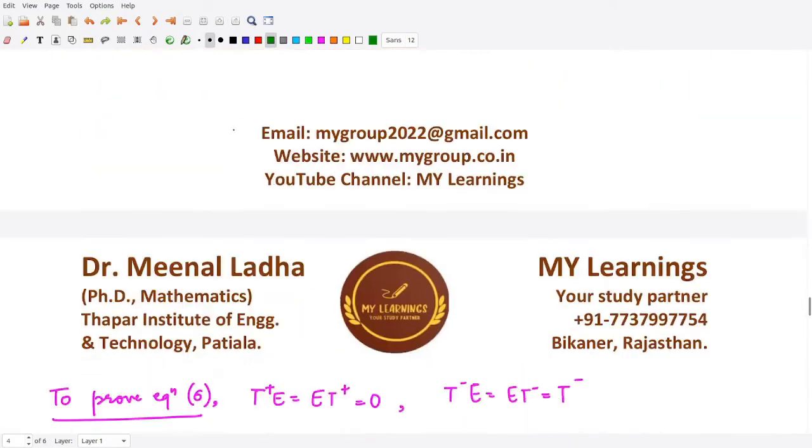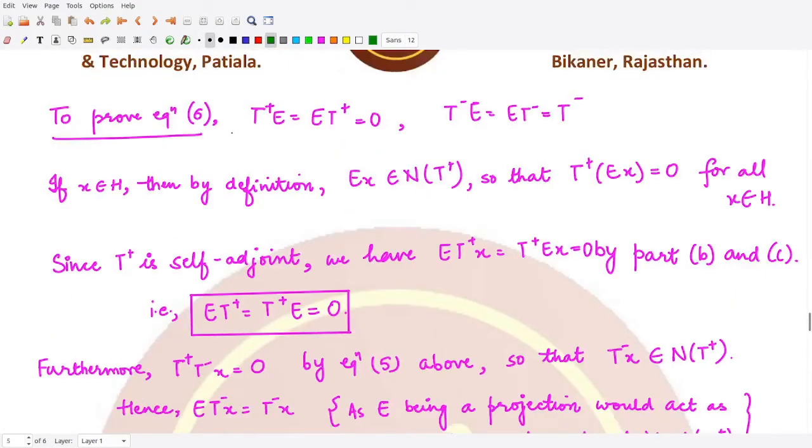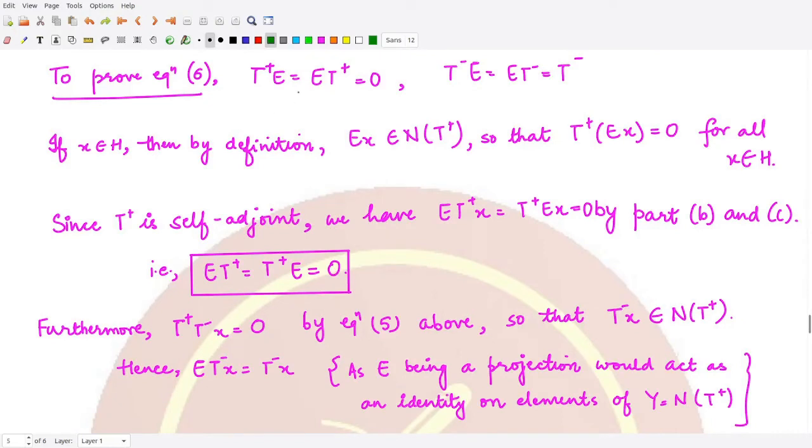Now move on to equation 6, where we wanted to prove that T positive E is equal to E T positive, which is equal to the 0 operator. This is one thing. Another thing, we wanted to prove that T negative E is equal to E T negative, and this is not equal to the 0 operator but is now equal to the T negative operator. So we wanted to prove both of these things.